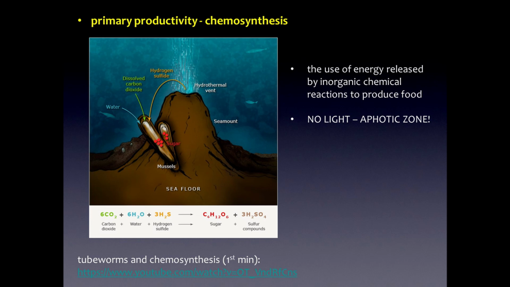We also have a small portion of organisms that need to rely on chemosynthesis to obtain energy. These are organisms that usually live in deeper water where sunlight won't penetrate. We're within the aphotic zone. What they do is use energy released by inorganic chemical reactions to produce food.